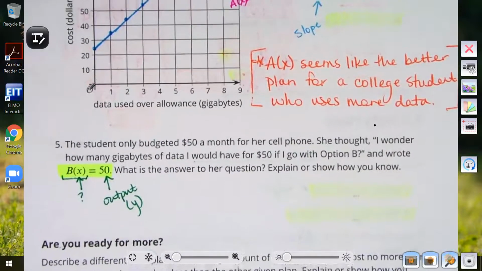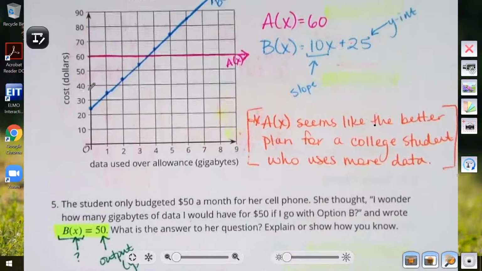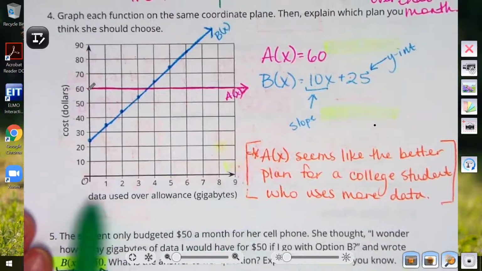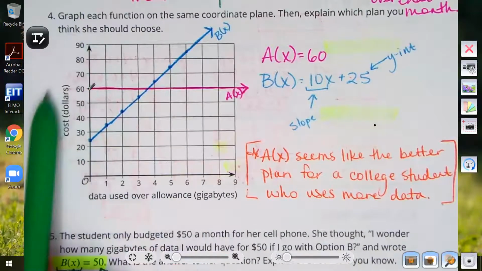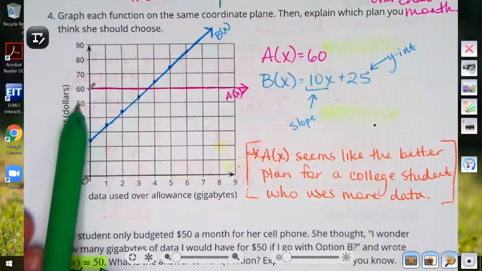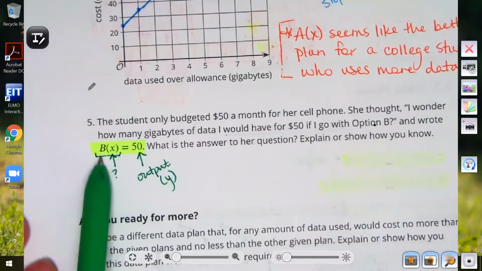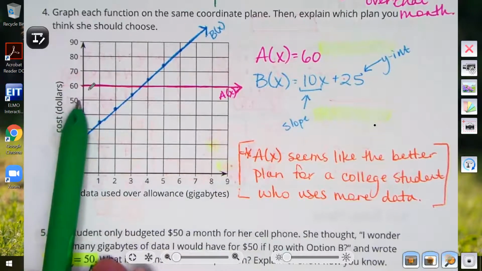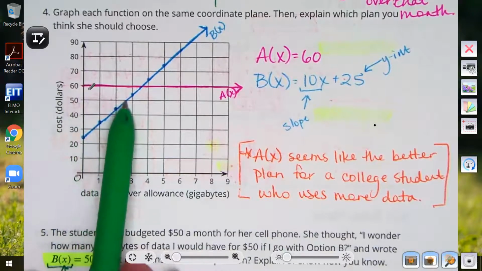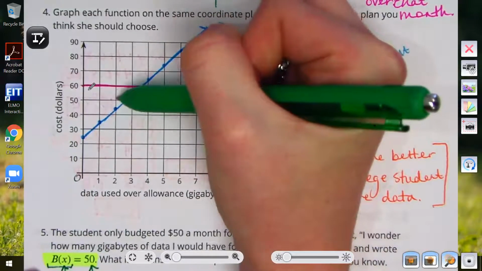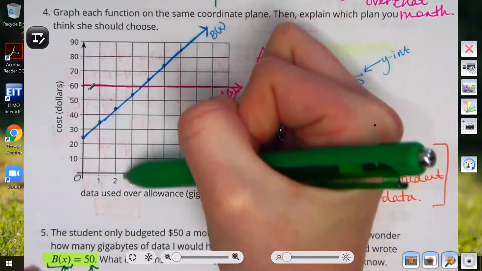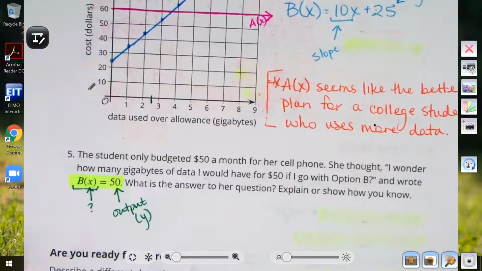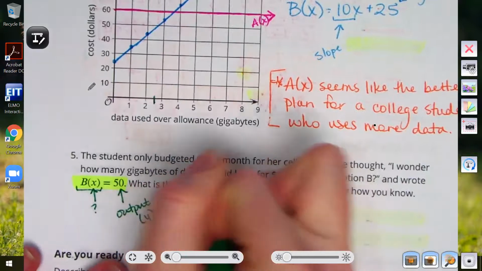So if I'm looking at my graph, instead of knowing how many gigs she used, what do I know? I know how much money she spent. Okay, so I'm looking at 50 here. All right, we looked at plan B. So what line am I looking at? Pink or blue? Blue. All right, so I'm just gonna go until I run into my blue line. So I'm right here. So how many gigs of data did she use to spend $50? About 2.5.